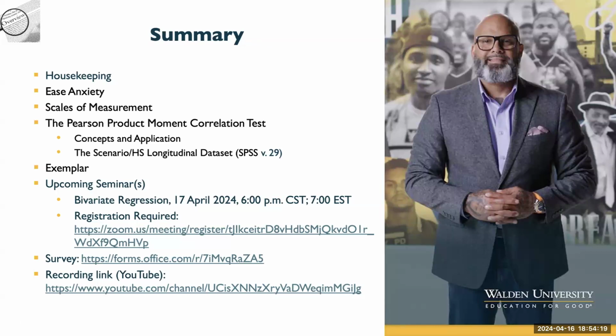We know, again, the scales of measurement are so important to understand. We know we have to use two scale variables. We went through the Pearson's correlation test. We know there's no distinction between independent and dependent variables. We're simply looking at the relationship between those two. The correlation test tells us about the strength and the direction of that relationship.